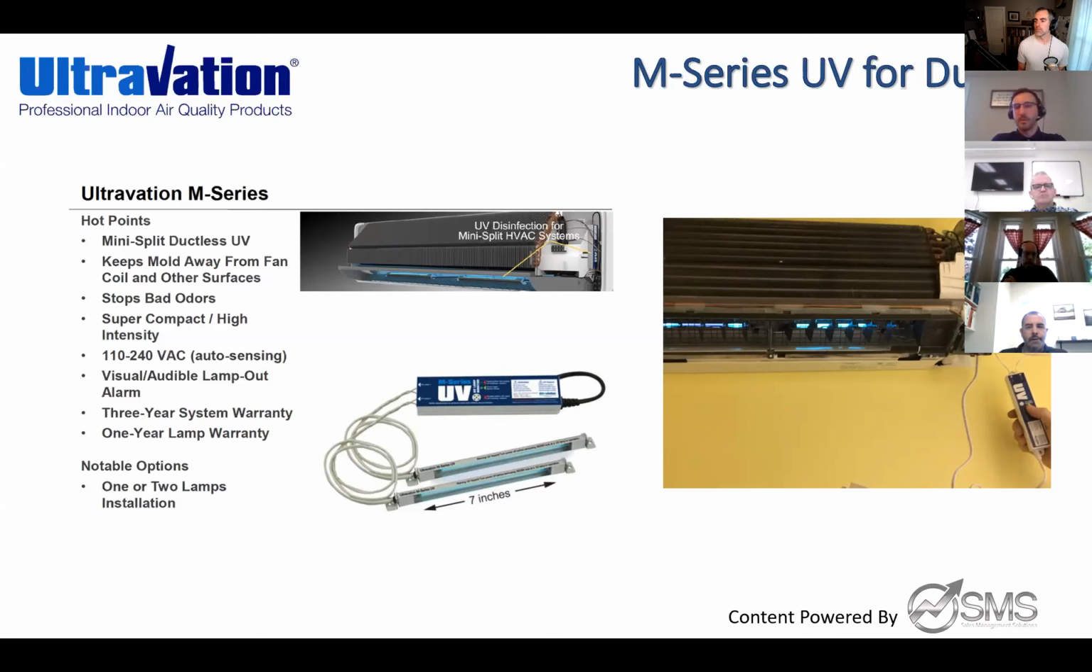Ultravation even has other products that don't do UVGI through UVC lamps that we're not talking about because that's not what ASHRAE is recommending. So we definitely recommend the M series for your mini splits. It does come with 2 7-inch bulbs. It does come with that little power pack that you see there. You can mount that over the blower wheel or over the coils.